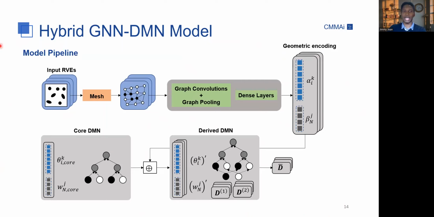And this slide here summarizes our pipeline. We have our input RVEs, we mesh them, transform them into graphs, and then pass those graphs to some graph convolutions, and then some graph pooling. And then we finally pass them to some dense layer, which will then output some geometric encoding. And as introduced earlier, after combining those geometric encodings with our DMN, we will be able to produce new DMNs for the prediction of the properties of our RVEs.